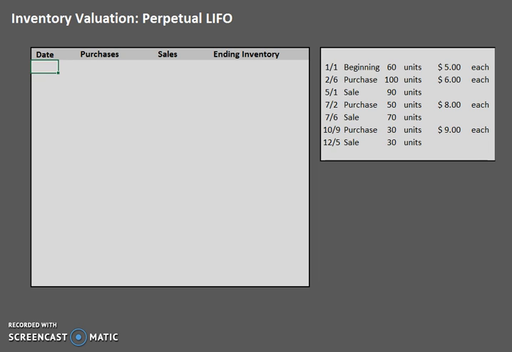Now, as a reminder, perpetual means that our inventory is updated after each and every transaction, whether it's a purchase or a sale. So these dates that we see over here are extremely important. Another thing to keep in mind is that we are going to be doing LIFO. So once there is a sale here, we are going to be considering the last ones in to be the first ones out, as in sold. So we'll get a closer look at what that means later on in the lesson.